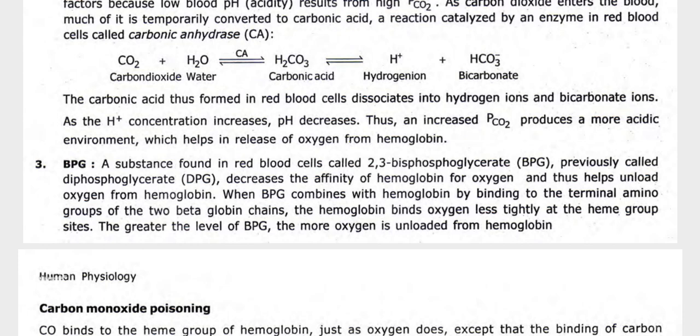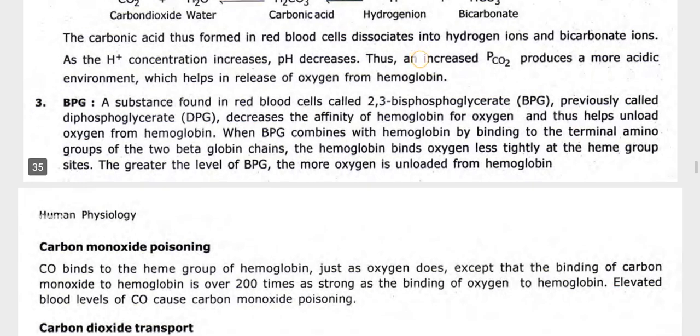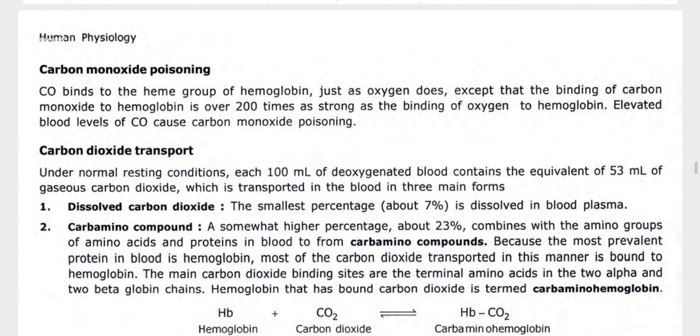So, BPG, a substance found in red blood cells called 2,3-bisphosphoglycerate or BPG, previously called diphosphoglycerate, decreases the affinity of hemoglobin for oxygen and thus helps unload oxygen from hemoglobin. When BPG combines with hemoglobin by binding to the terminal amino groups of the two beta globin chains, the hemoglobin binds oxygen less tightly at the heme group sites. The greater the level of BPG, the more oxygen is unloaded from the hemoglobin.